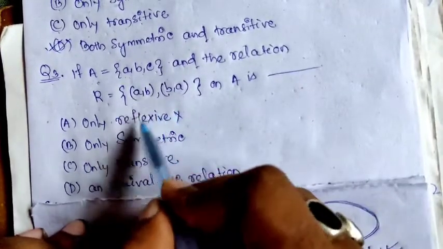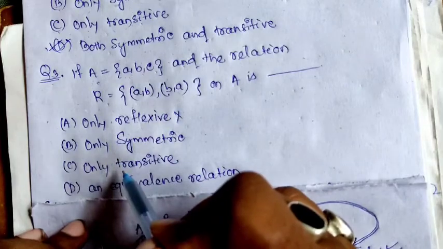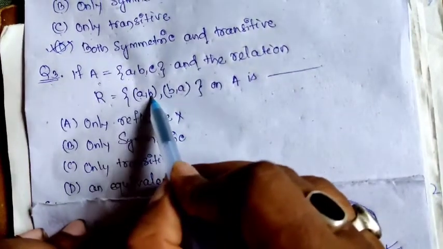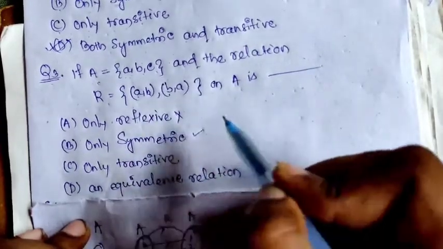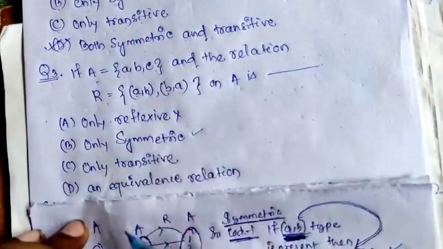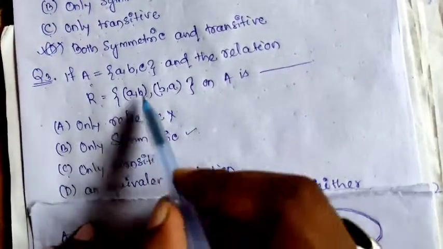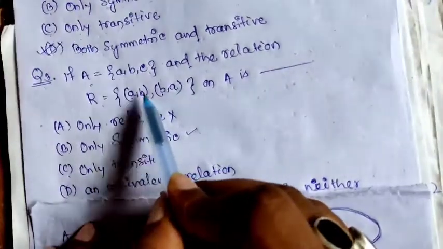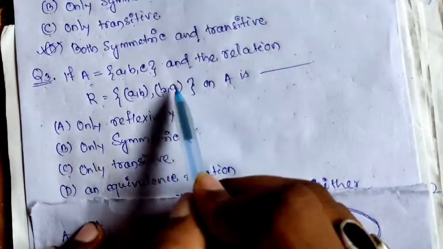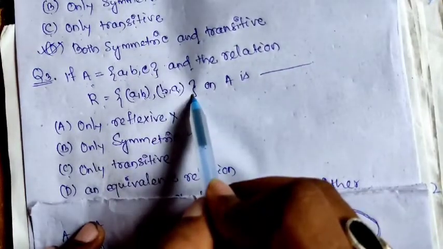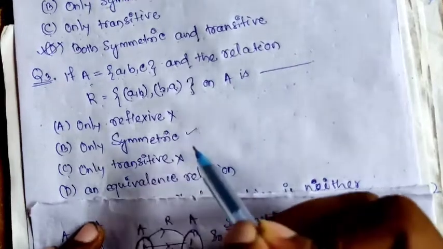Now come to option 2. Here (a,b) and (b,a) are present, so it is a symmetric one. In option 3, the ordered pair (a,b) is present and (b,a) is present, but (c,a) is missing, so it is not a transitive one.